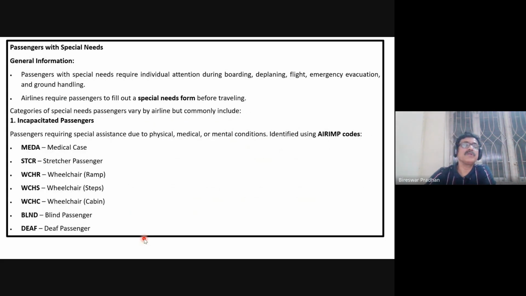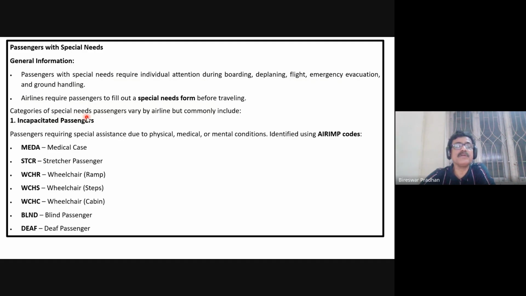Now we are coming to passengers with special needs. General information: passengers with special needs require individual attention during boarding, flight planning, emergency evacuation and ground handling. Airlines require passengers to fill out a special needs form before traveling.